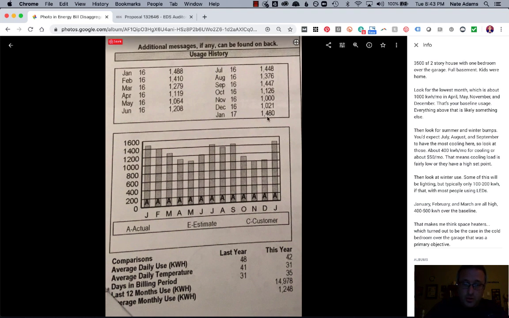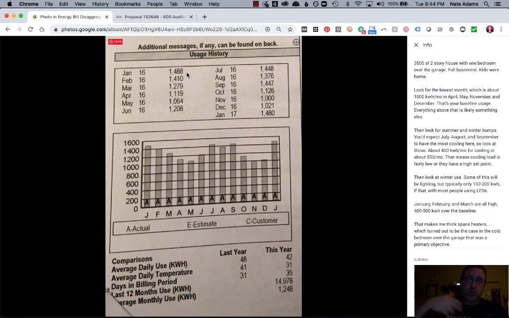Okay, so January, look, almost 1,500. Actually, so this is January the year before, and then February at 1,400, and then January of the current year of this bill is about 1,500. So you look at these, okay, there's 400 kilowatt hours a month extra in the coldest months. And this could be lighting, maybe, if they have a whole bunch of incandescents, but this client didn't, so that's probably a space heater, is usually what that means. And sure enough, the daughter had a space heater in her bedroom, which is over the garage, and was very difficult to heat or cool, and was one of the main objectives.